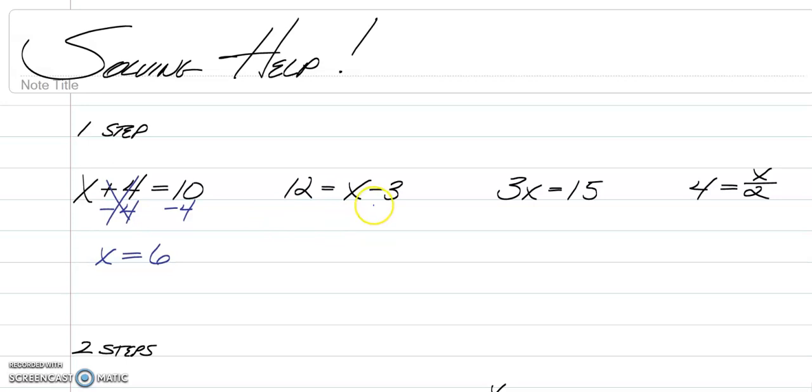So this says minus 3. If we want the minus 3 to go away, we must balance that. We must have a negative 3 and a positive 3 to be able to cancel. And you must do that positive 3, or adding 3, to both sides of the equal sign. That will cancel because a negative 3 and a positive 3 goes away. So you're left with x is equal to 15.